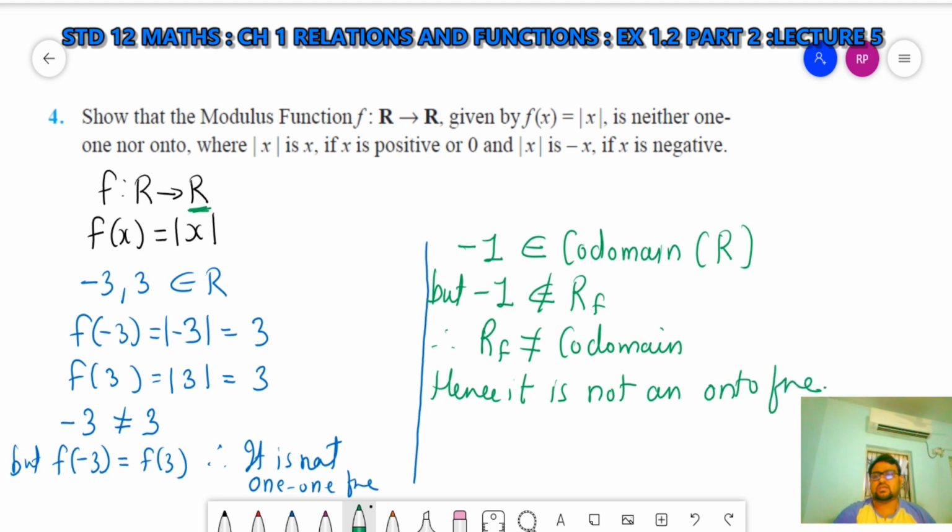So this was about question number 4. So just note it down.